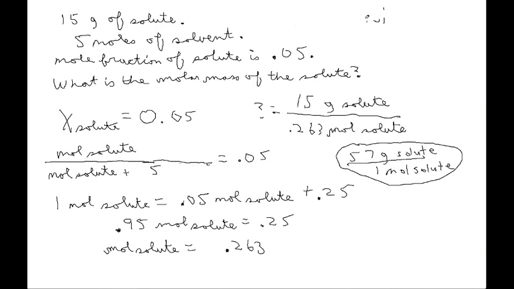Now, suppose they had asked you for the molecular weight of the solute. What would be the molecular weight? 57 AMU. How would you interpret that? What does that tell us about the solute, that number 57? That one single molecule of solute weighs 57 AMUs. That's right. One molecule or one formula unit would weigh 57 AMUs.